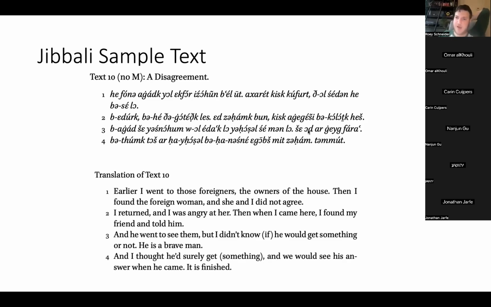She od ar gheig fara. I am not sure exactly what the odd ar here means. So it's something like until something. But I guess here it's just an adverb that he does not translate. Gheig fara. So a person that is courageous.